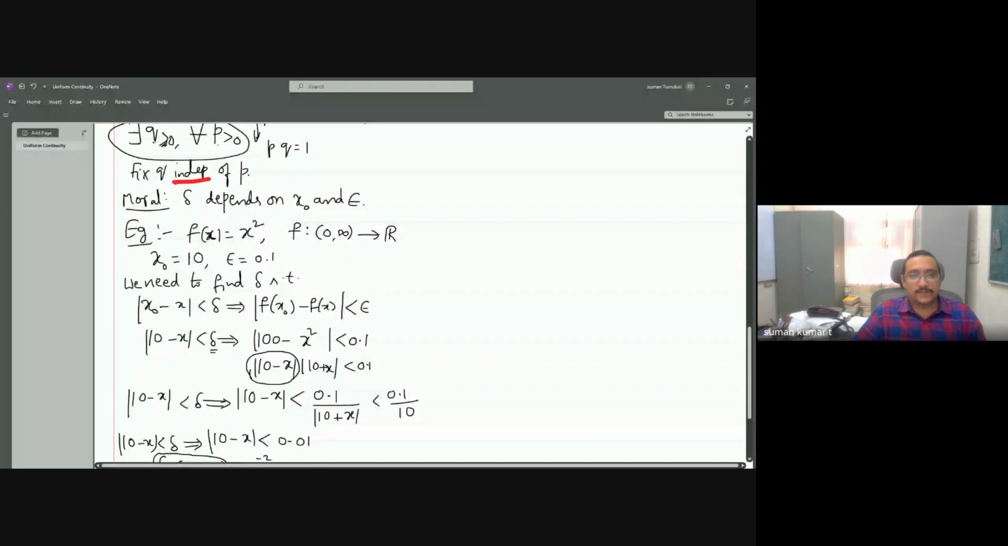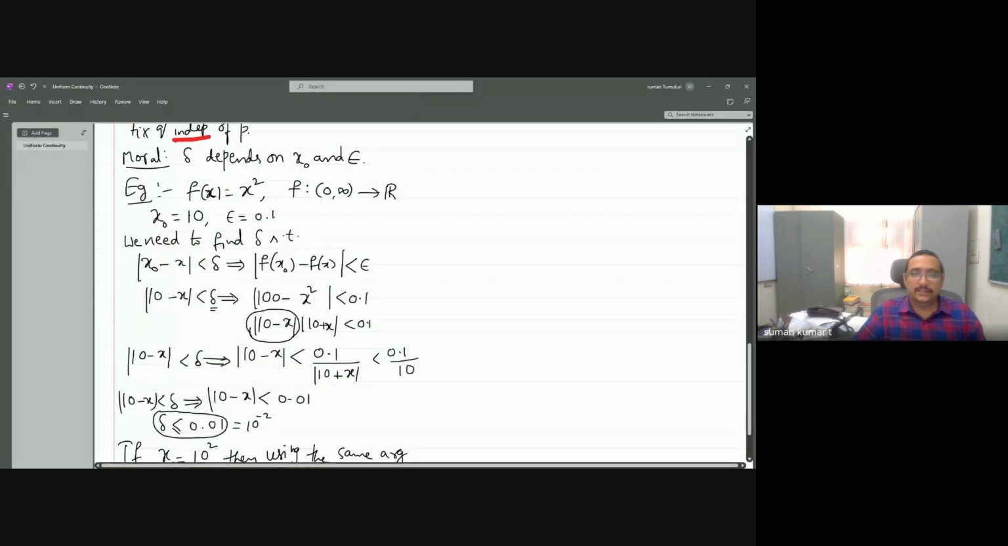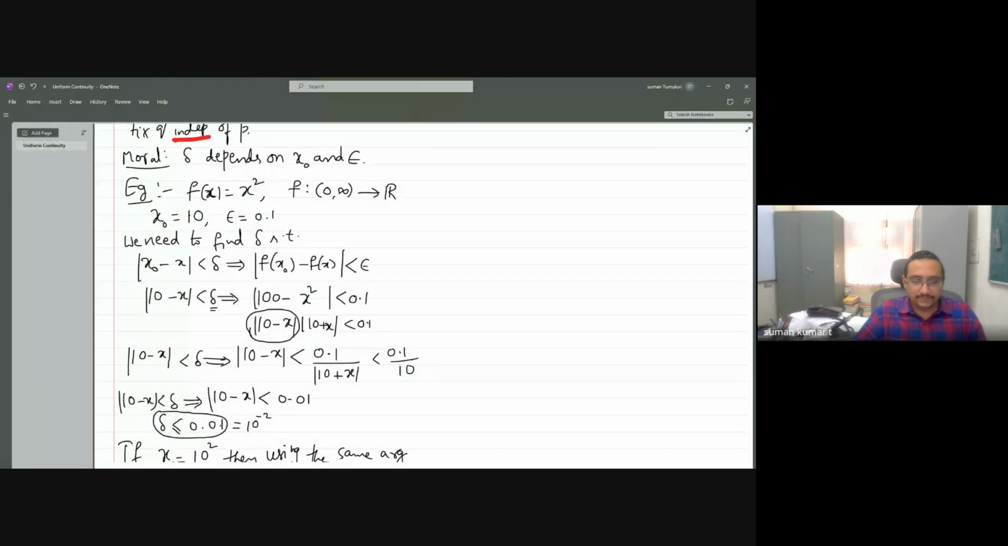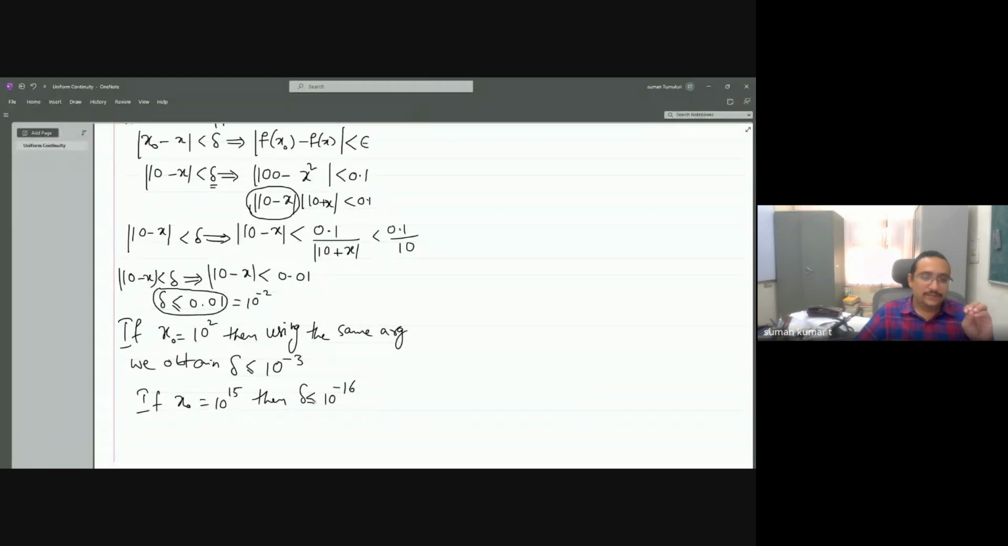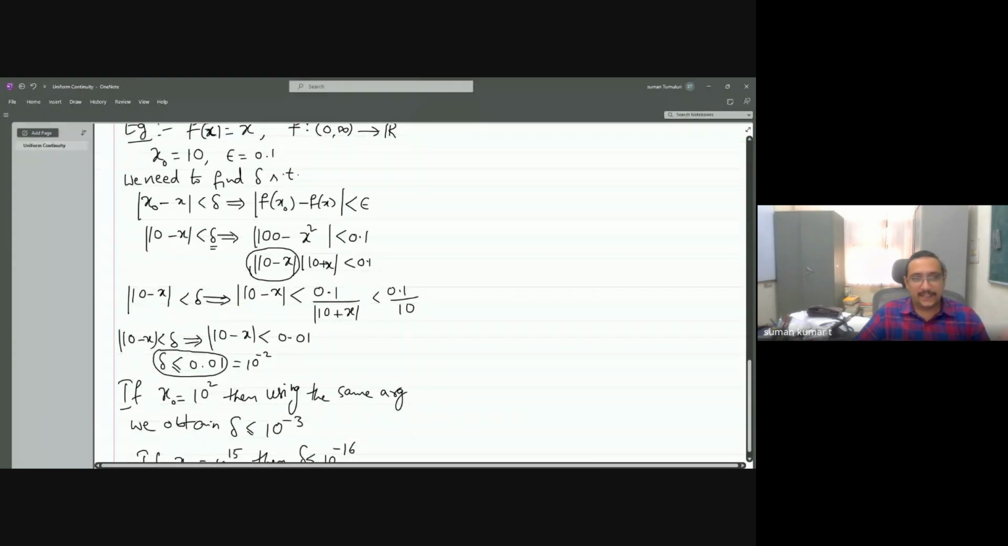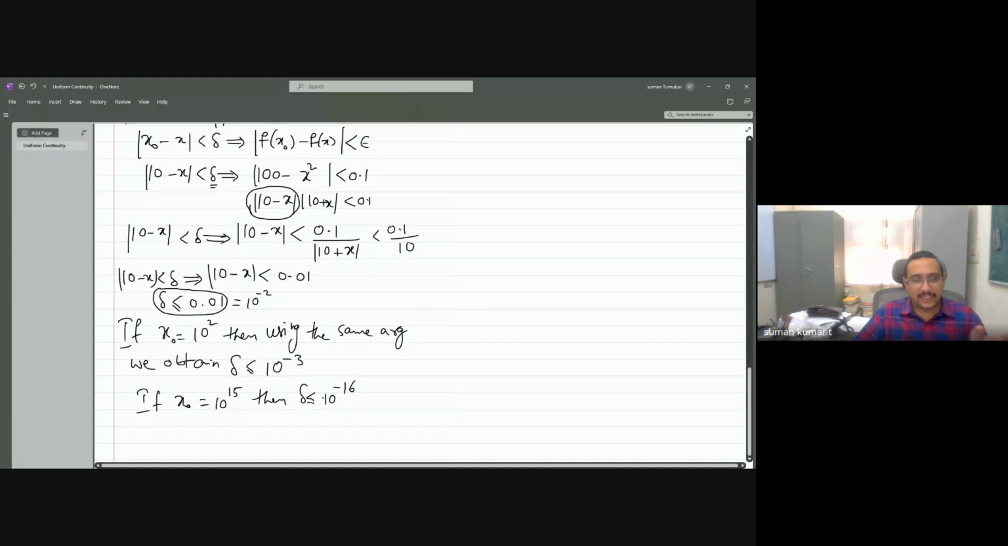Of course, it depends obviously on epsilon. If you change your epsilon, let's say instead of 0.1 you take 0.01, then delta will be 10 power minus 3. If you keep epsilon equal to 10 power minus 3, then delta will be 10 power minus 4. If epsilon is 10 power minus 10, delta is 10 power minus 11. These kinds of calculations help you see how your delta depends on x naught as well as epsilon.